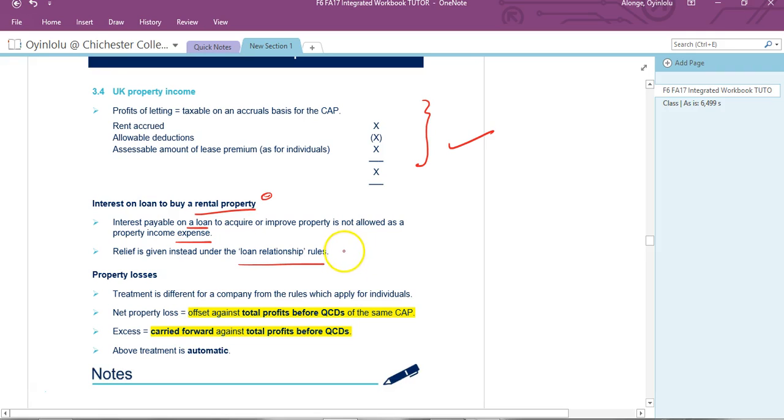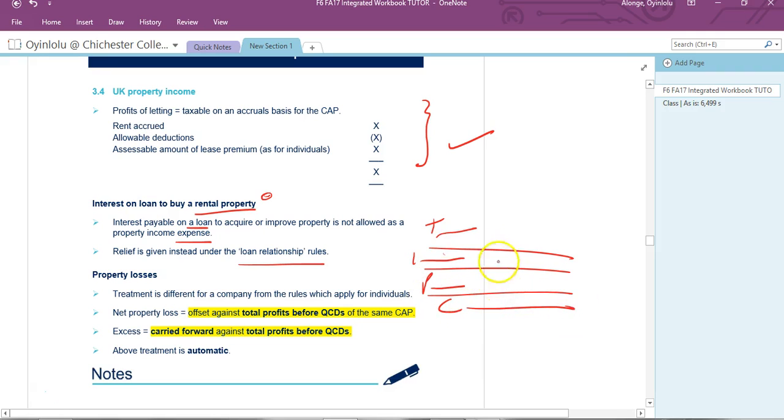So that would go under your interest bracket, so to speak. Not your trading, or not in your property, but in your interest. Because remember, of course, we have trading, we have interest, and we have property, and then we have chargeable gains. So they're telling you don't deal with it here, deal with the interest. Okay, great. Now property losses.